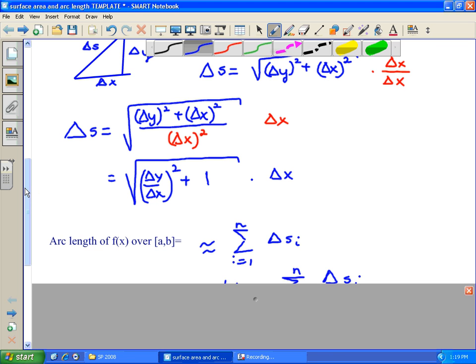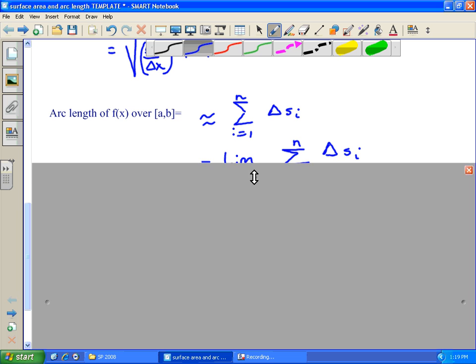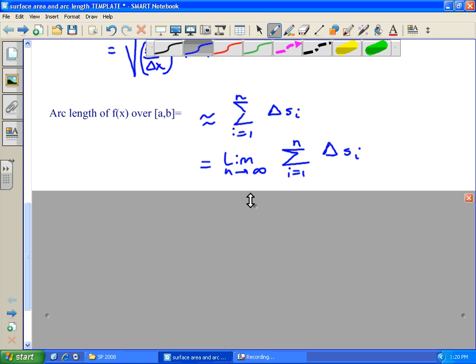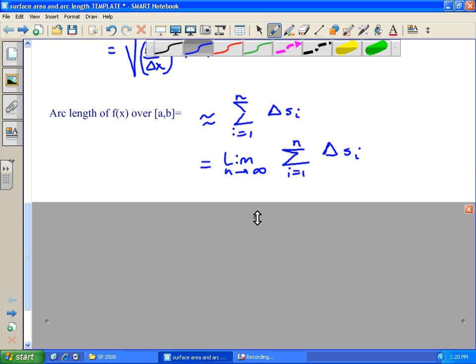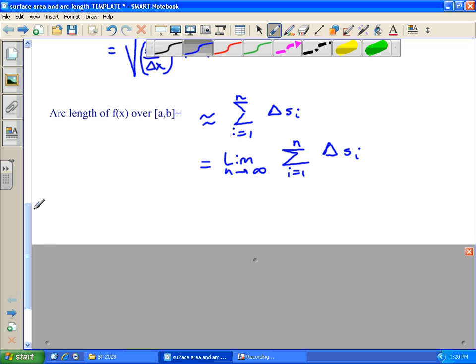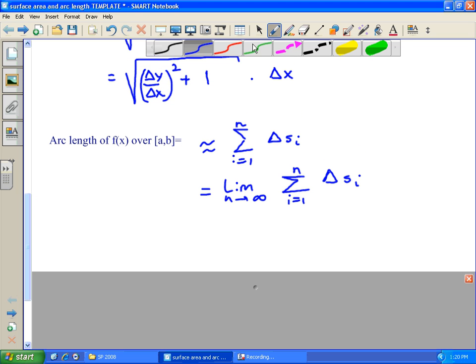To get an exact answer, what should I be doing? Take a limit as n goes to infinity, right? And if I take a limit as n goes to infinity of the answer from the top, what would I get? Because delta s sub i, remember, this was what we called delta s, and I had dropped the subscript. So this is really our delta s sub i, basically.